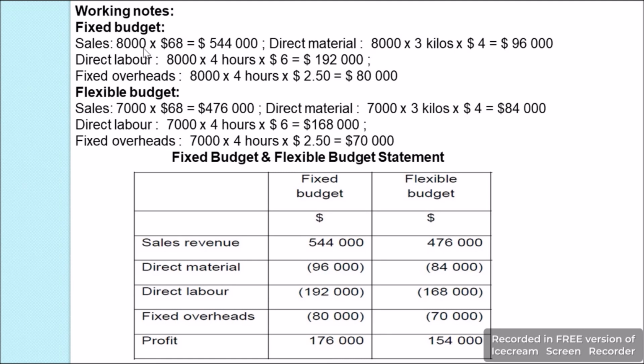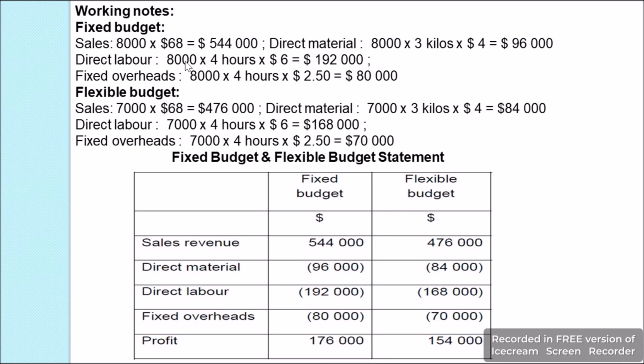You see, the information which was given for fixed budget was the production and sale of 8,000 units and the selling price per unit was $68. So our sales will be 8,000 times 68, which will be $544,000. Direct material: 8,000 units, and for each unit we require 3 kilos of direct material and the price per kilo was $4. So it will be 8,000 times 3 times 4, which will be $96,000.